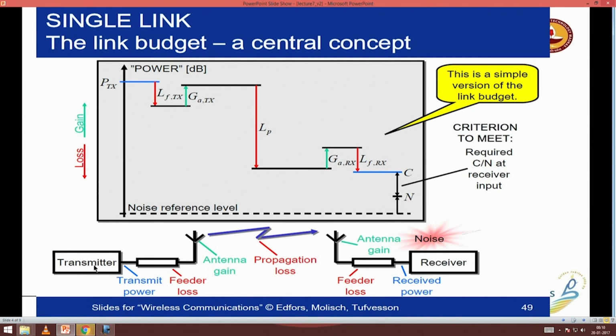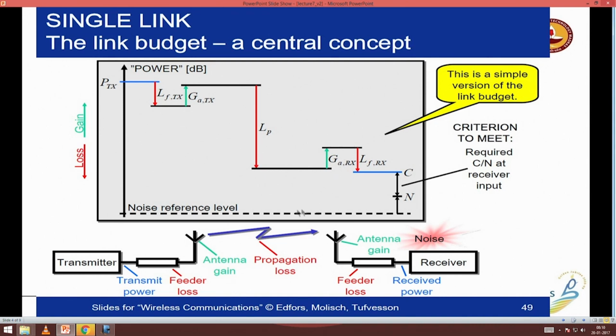You have the transmitter, and you can assume the output will be the power amplifier that gives you a signal at a certain level. Then you have the cables that connect you to the antenna that will cause a drop in the power, because that is the losses. Then the antenna gain may boost it back to its original power, or maybe even beyond what the original power was. That is the level at which you transmit.